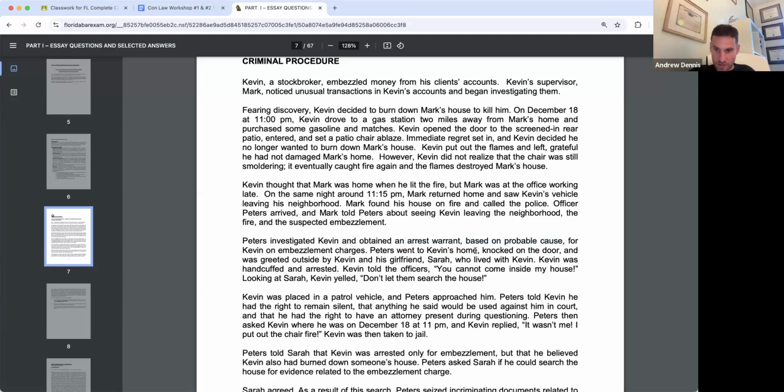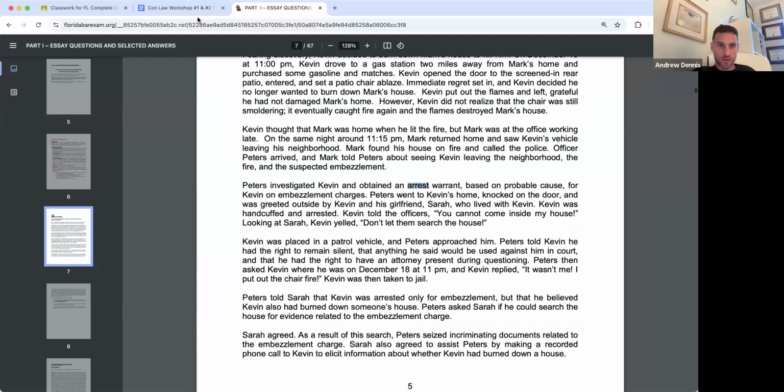Peters went to Kevin's house, knocked on the door, and was greeted outside by Kevin and his girlfriend, Sarah, who lived with Kevin. Man, Sarah, you got yourself in a bad situation. Kevin was handcuffed and arrested. Kevin told the officers, "You cannot come inside my house." Looking at Sarah, Kevin yelled, "Don't let them search the house." Okay, so Kevin's saying you cannot come inside, but it seems that they had an arrest warrant, right? They didn't have a search warrant, they had an arrest warrant. Do we see how that's important? Search warrant versus arrest warrant?